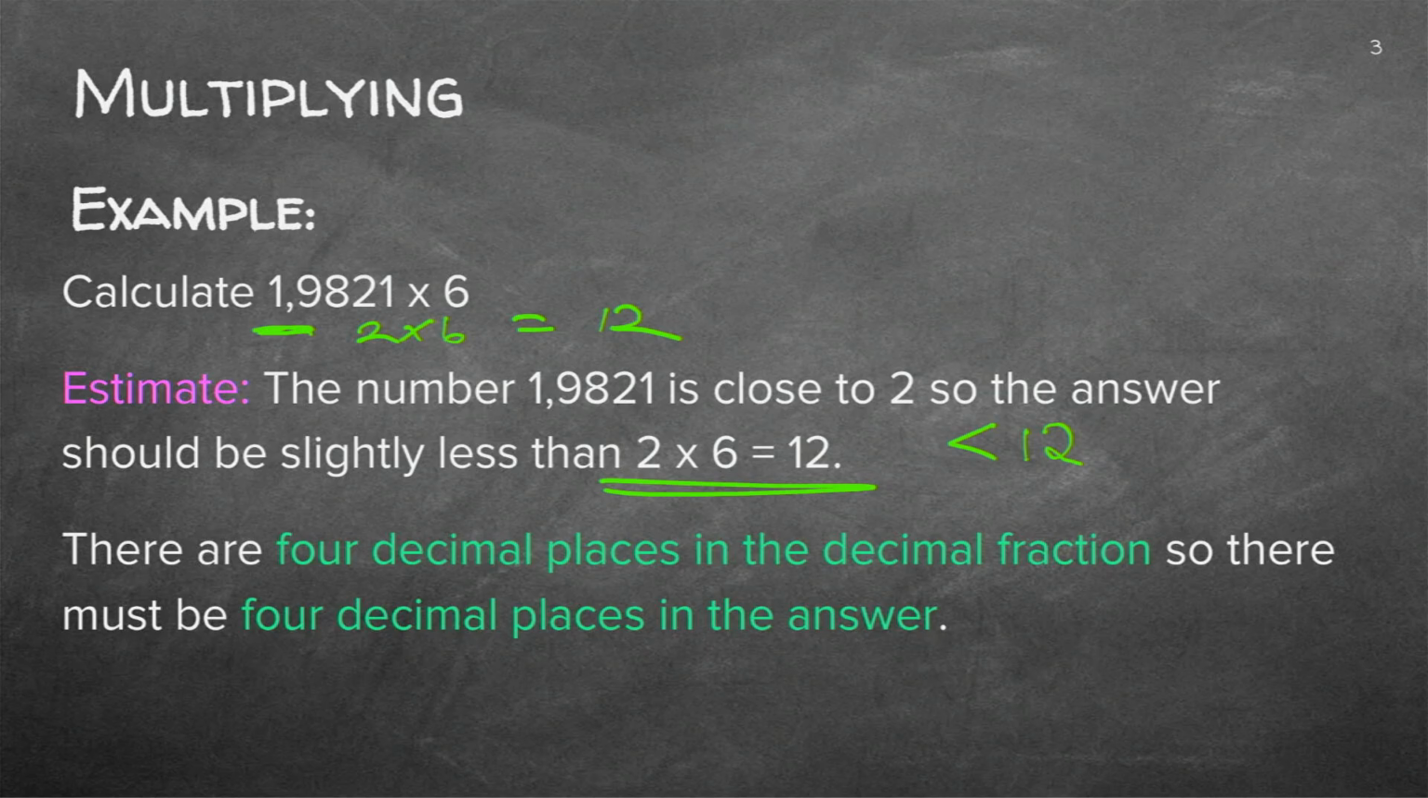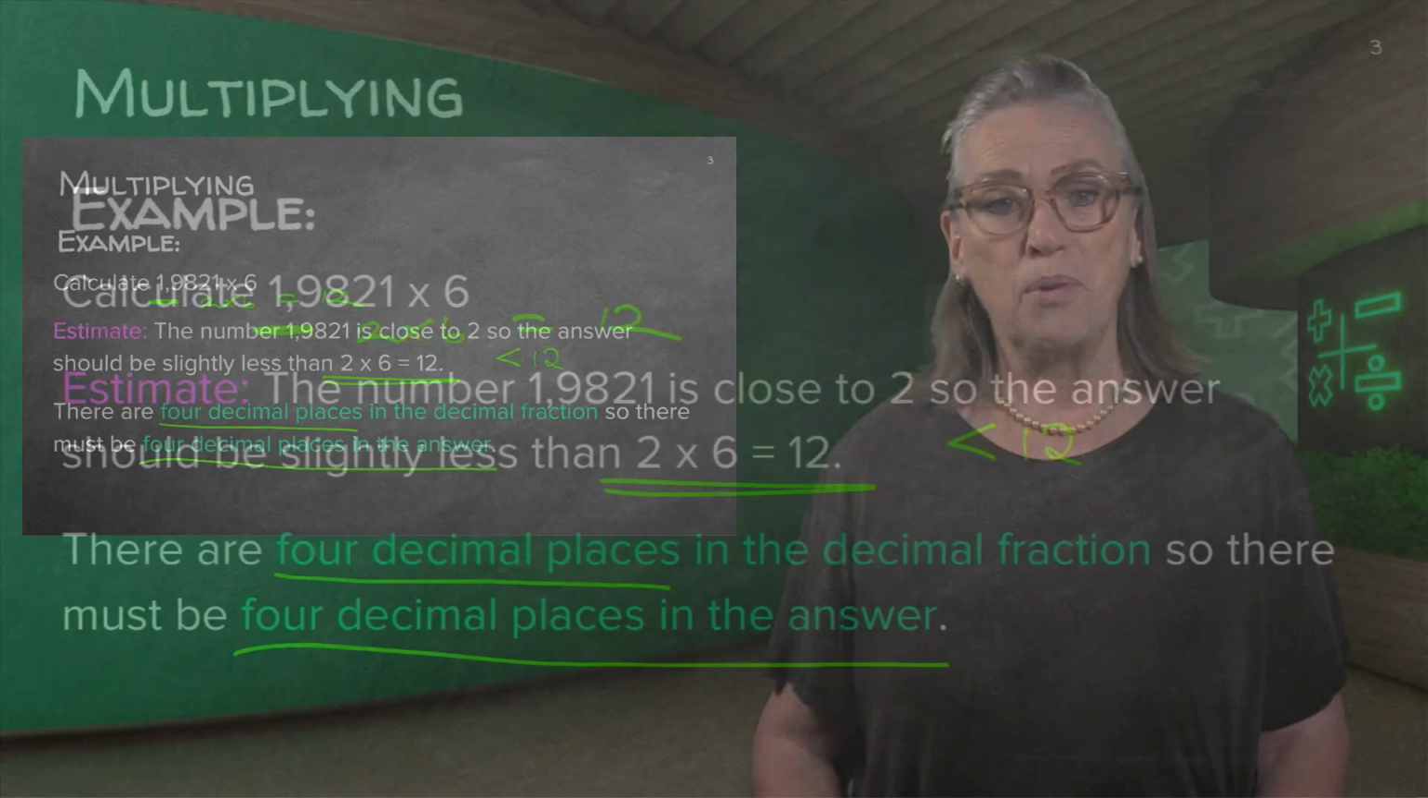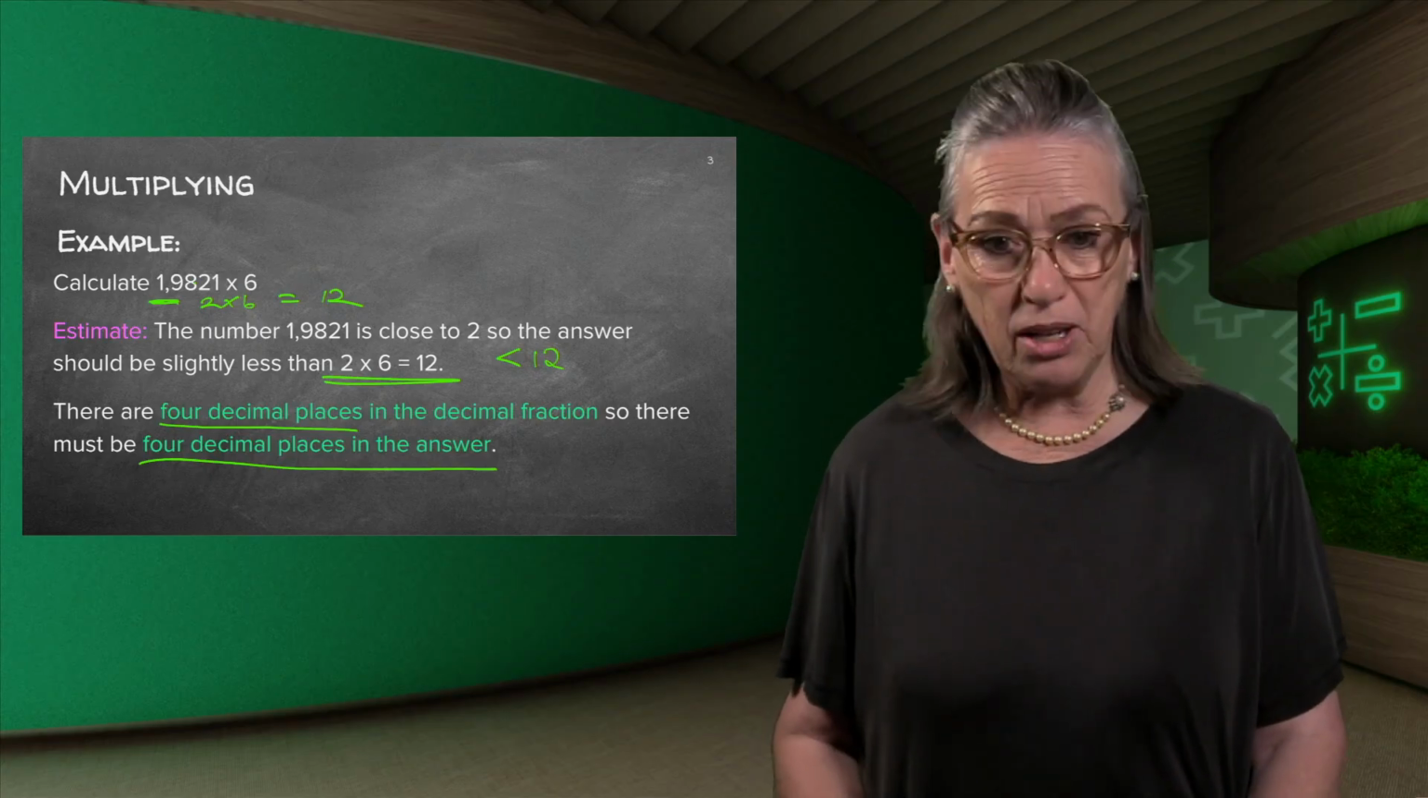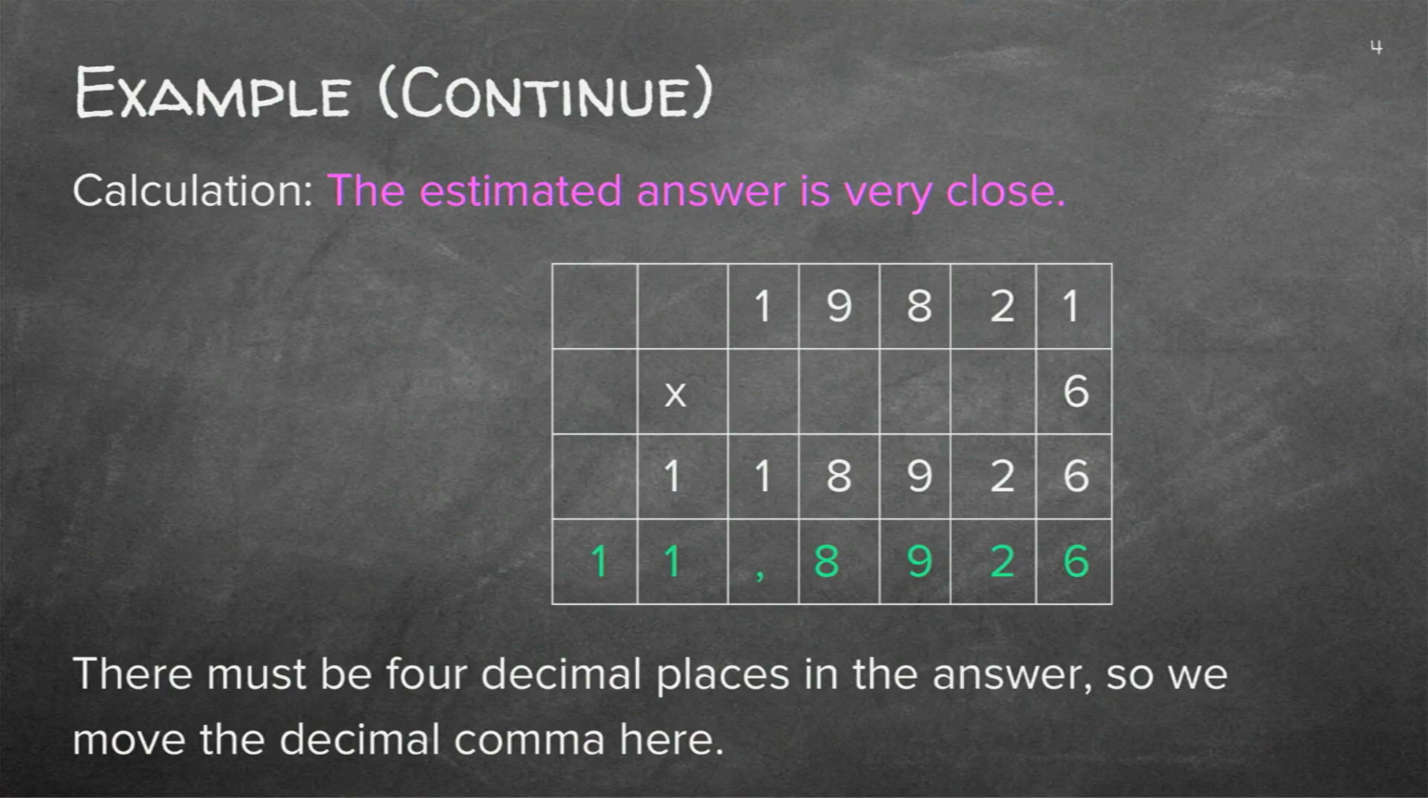Now let's continue. Do you agree with me that there are 1, 2, 3, 4 decimal places in this decimal fraction? So after we've done our calculations, there must be 4 decimal places in our answer. Let's multiply that. We've got 19821 times 6, and if we multiply that, we're going to get 118,926. If you want to pause and work this out for yourself just to check, that is perfect.